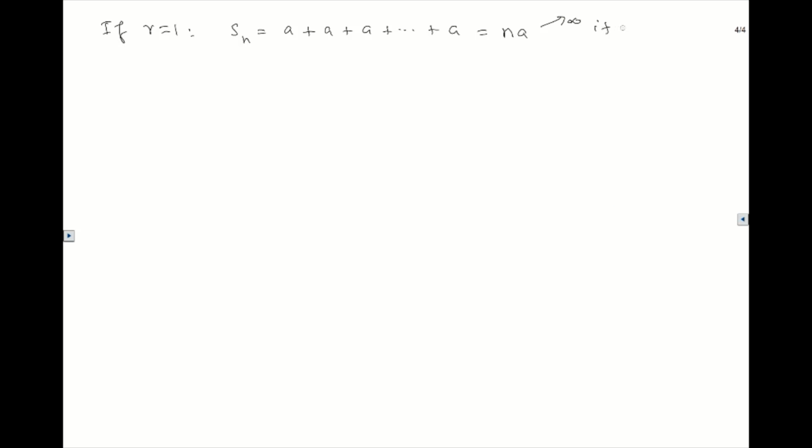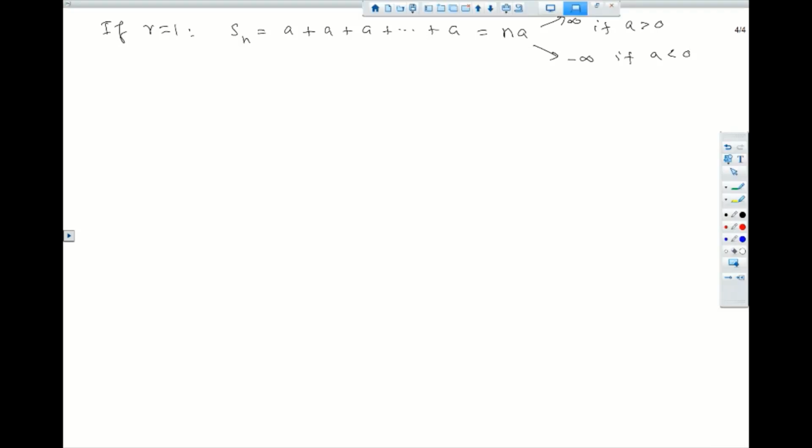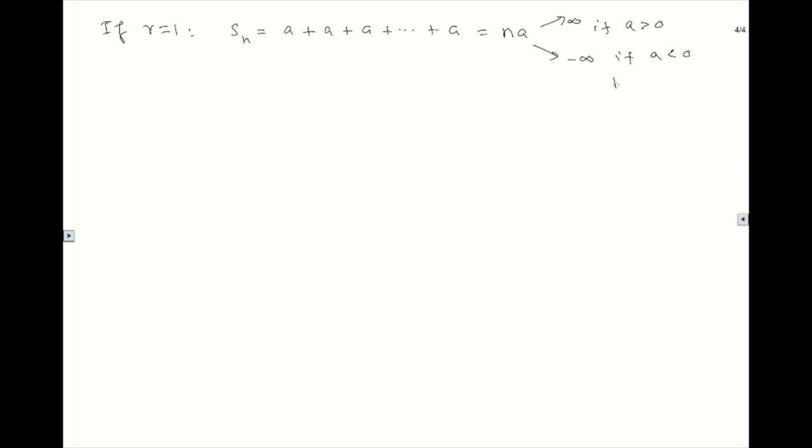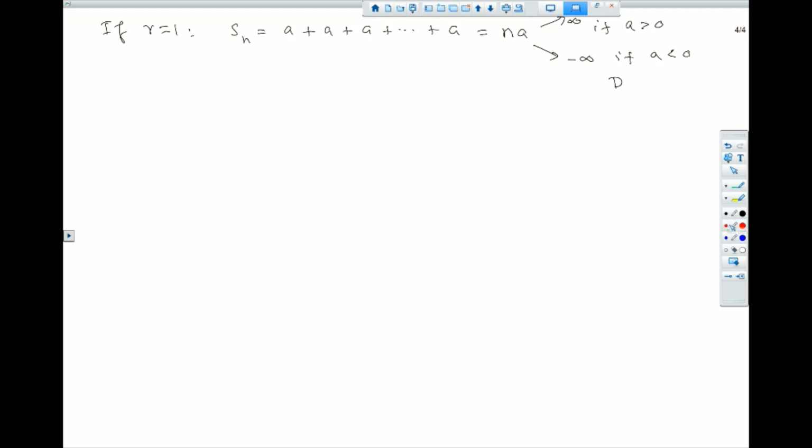If A is positive, this goes to infinity. If A is negative, this goes to negative infinity. So those are the two situations that we get. That means in both cases it's going to diverge. So the situation we get is diverge.